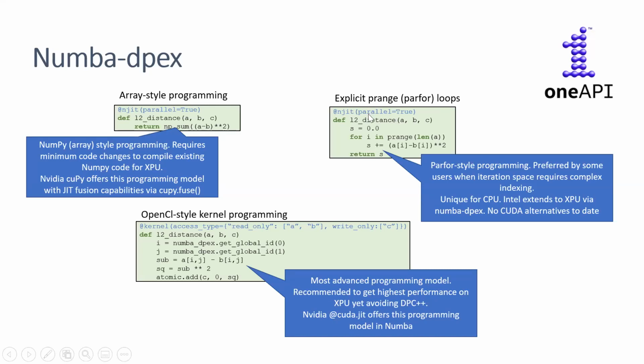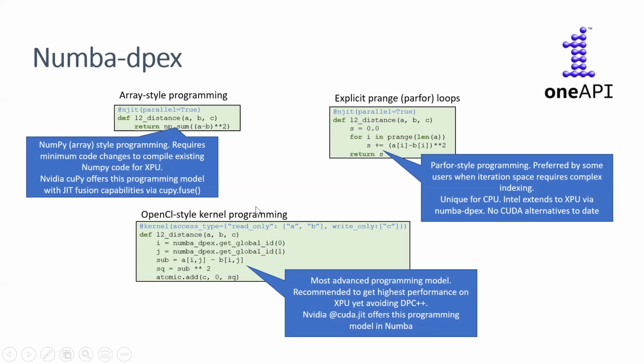The other way is explicitly calling prange. Here I'm calling the same numba.jit decorator, but I'm creating a for loop and calling prange here. I'm sending this for loop for parallel execution on the device. So this is an example of implicit and explicit.